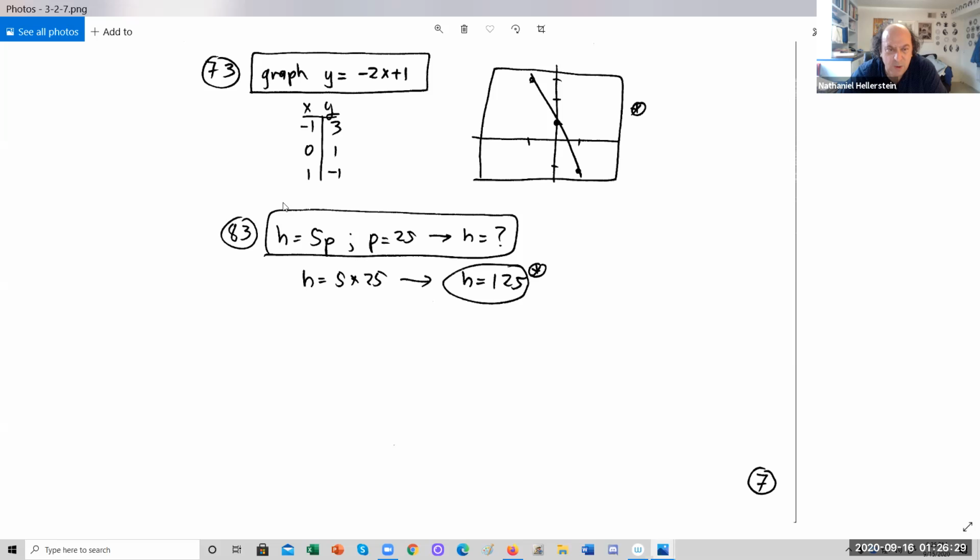83 is sort of a throwback. Here we have h equals 5p. And the book would have you just draw the line h equals 5p, and then try and use that graph to estimate what h is when p is 25. That's ridiculous. It's a simple enough matter. If h is 5p and p is 25, then you substitute. H is 5 times 25, that's 125. Using a graph to find out h is just the wrong way to go about it. But sometimes the book asks these silly questions.